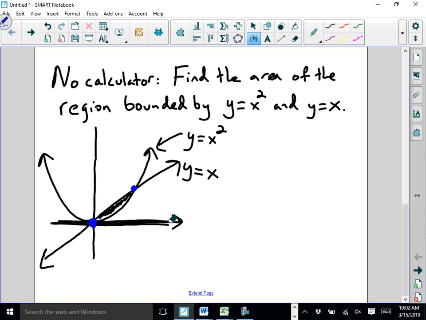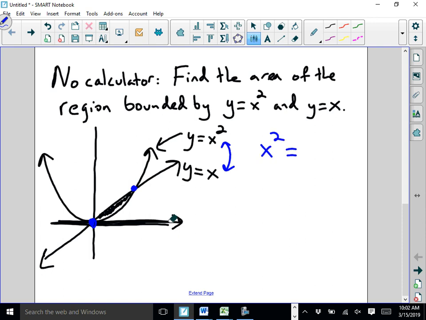So this always works, right? And it's good to be 100% certain of your intersections, because if your intersections are wrong, then your answer is going to be wrong. So all I do is just set these two things equal to each other. I'm going to say x squared equals x.